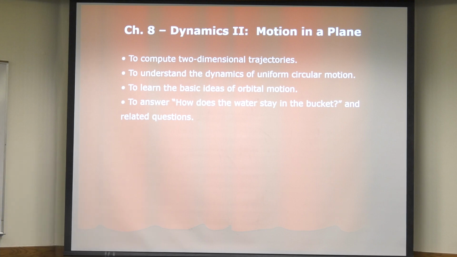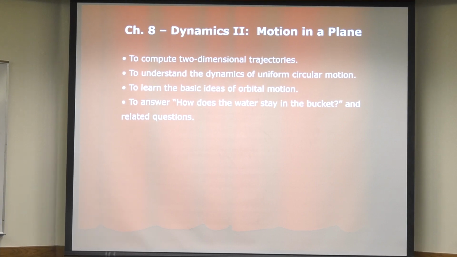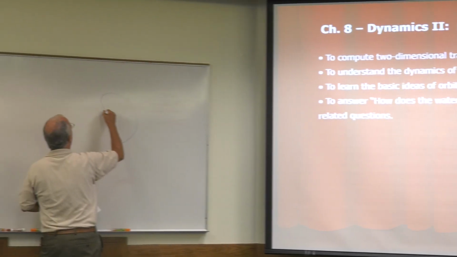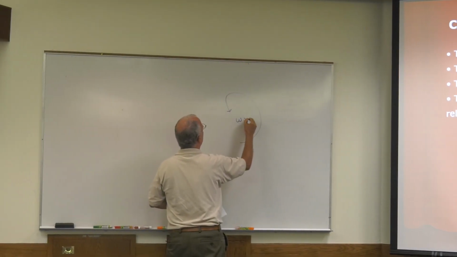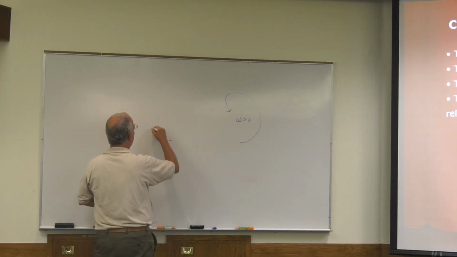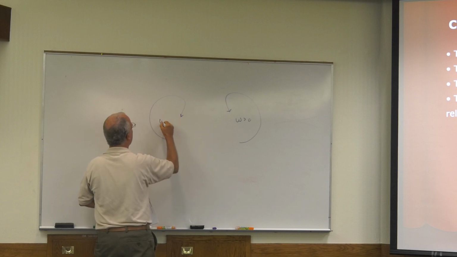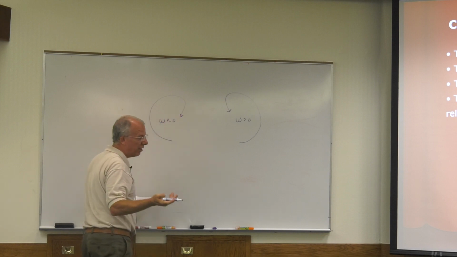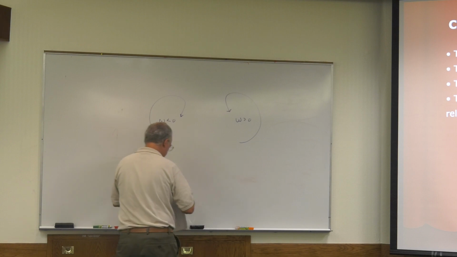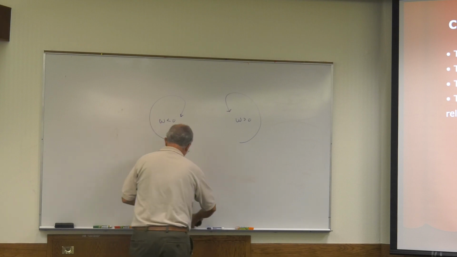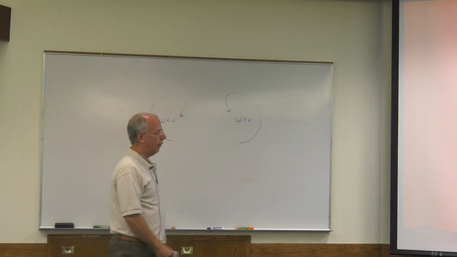So let's review uniform circular motion. So you'll recall counterclockwise means omega is positive. Clockwise, the convention is omega is negative. Just a convention, but we're going to use it. Something else that we've had.